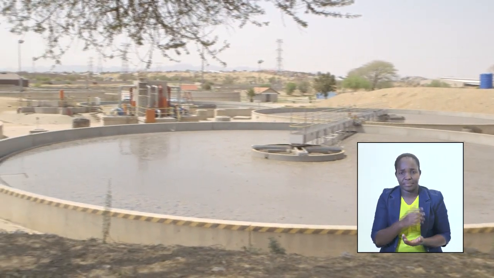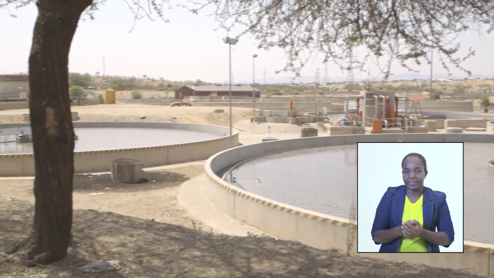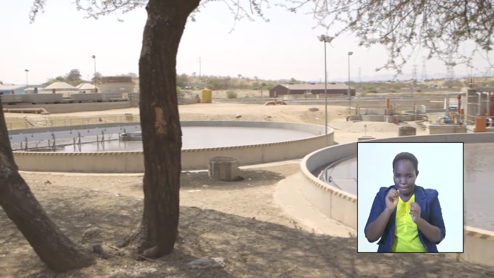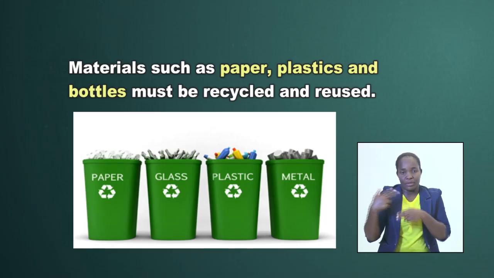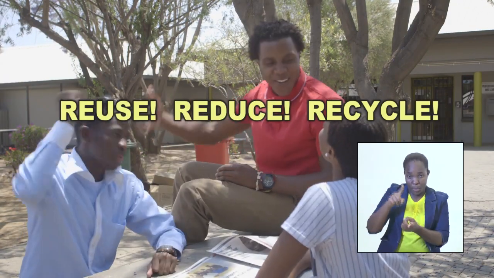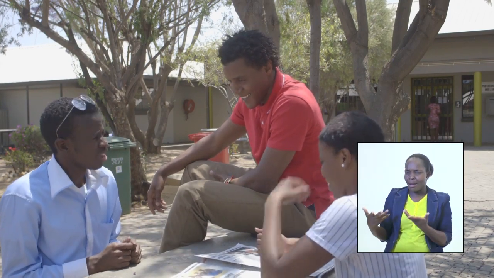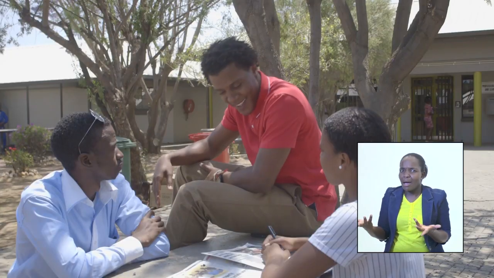They also talk about recycling here. They say it is important that sewage water must be purified and recycled. And materials such as paper, plastics, and bottles must be recycled and reused too. Reuse, reduce, and recycle. You guys, is it true that the sewage water here in Windhoek is recycled? I mean, how gross. Huh? How healthy can that be?